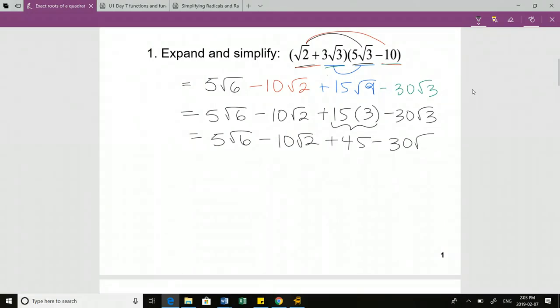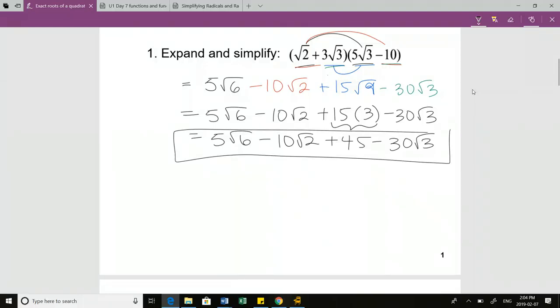Okay. Is there anything else that needs to be simplified here? No? Karen says no. Do you guys agree? No, you don't agree? No, yes I do. Yes, you do agree. Okay, perfect. So that is our final. That's good.